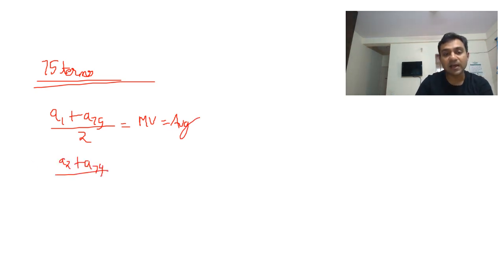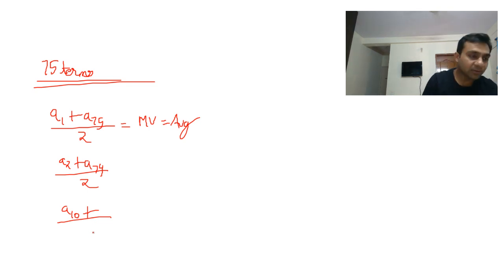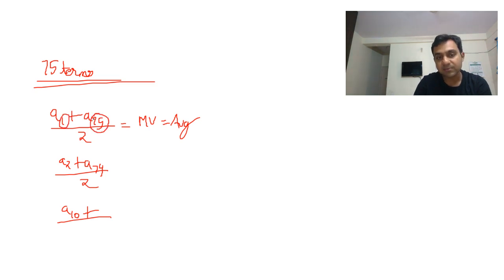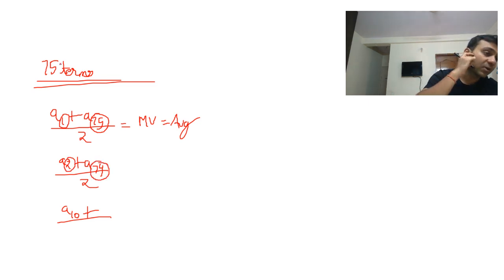Now this is the combination. Suddenly I ask you for A10. Will you calculate each and every time? No, we don't have that much time. So let's see. This is 1 and this is 75. 1 plus 75 is how much? 76. 2 and 74 is how much? 76. And my n is 75. So the sum here should be n plus 1.